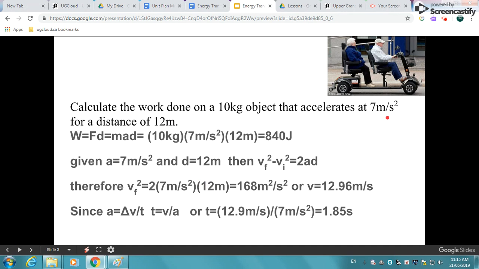But what if I give you the mass and the acceleration? Then instead of the most general form, you'll break it down into MAD. Force is M times A. You put in these numbers and you get 840 joules.